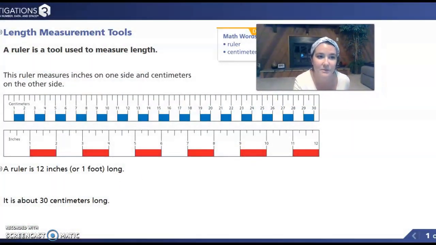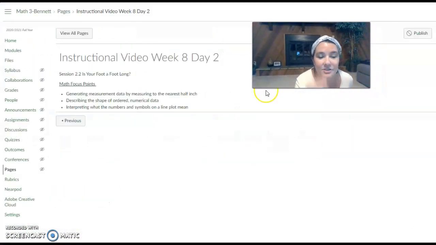Hey, third grade mathematicians. Today we're going to talk about measurement tools, but before we do that, we're going to read our math focus points for the day, okay? All right, so today we are going to be working on generating measurement data by measuring to the nearest half inch. So using tools that we've seen and probably have used before, but measuring to the nearest half inch. So not just looking at the whole numbers like 1, 2, 3, but looking in between the inches to measure.